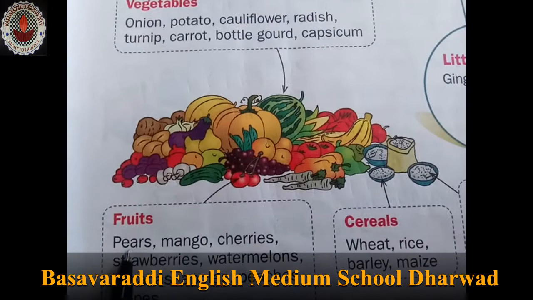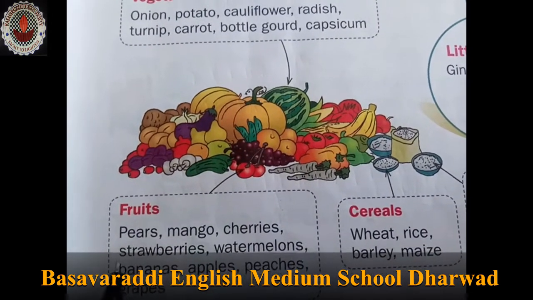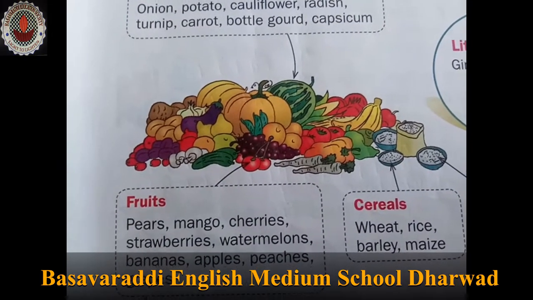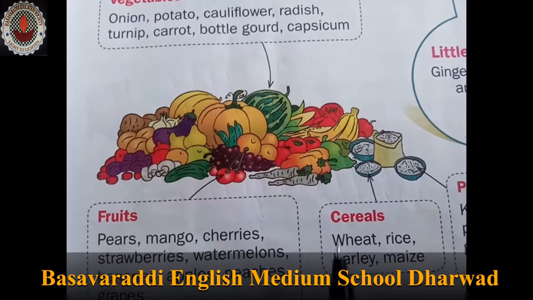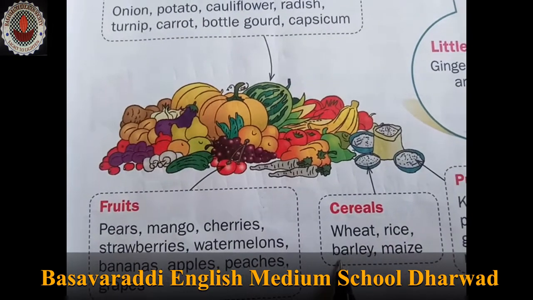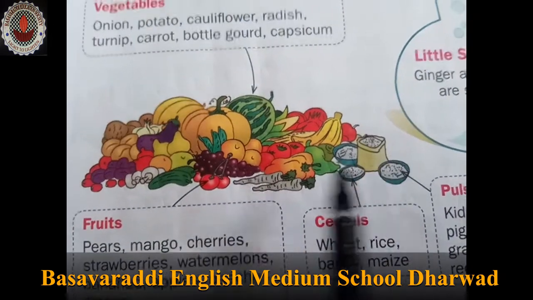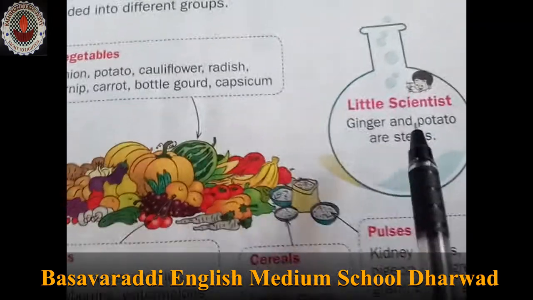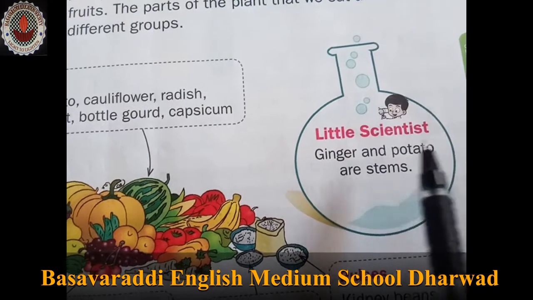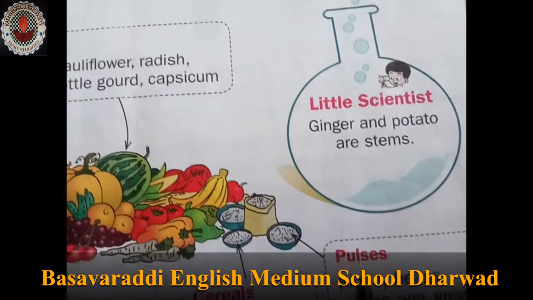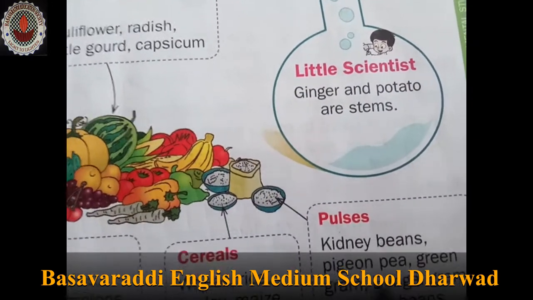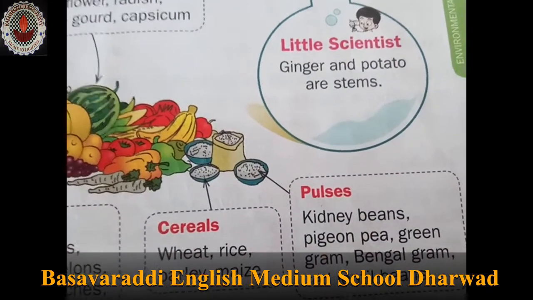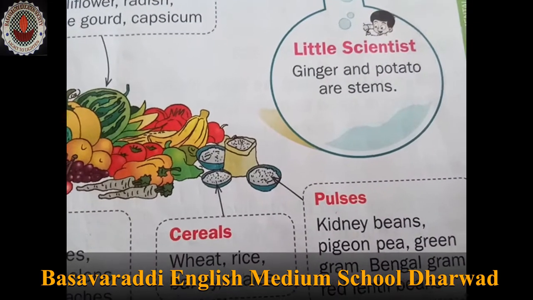Now fruits: pears, mango, cherries, strawberry, watermelon, banana, apple, peach, grapes. Cereals: wheat, rice, barley and maize. This is cereals. Then this is vegetables, and this is fruits. Ginger and potato are stems. Pulses: kidney beans, pigeon peas, green gram, Bengal gram, red lentils.